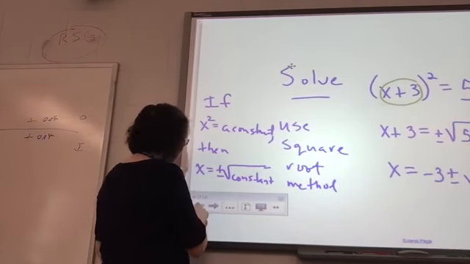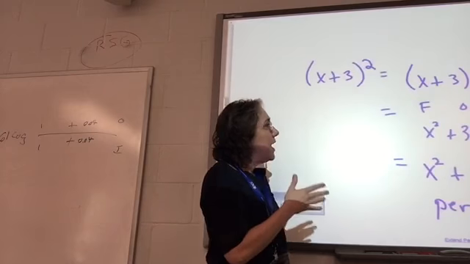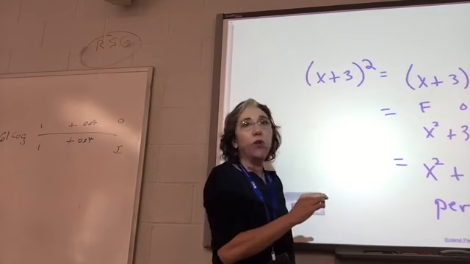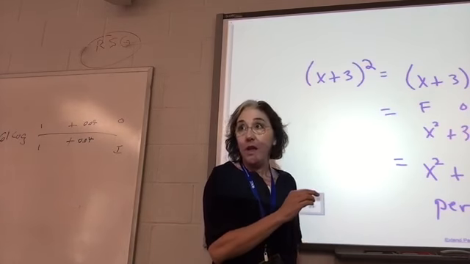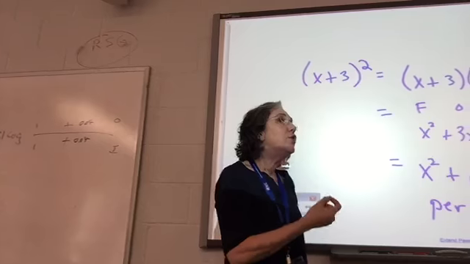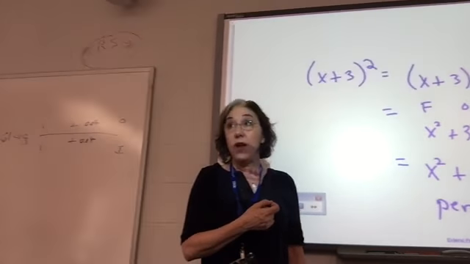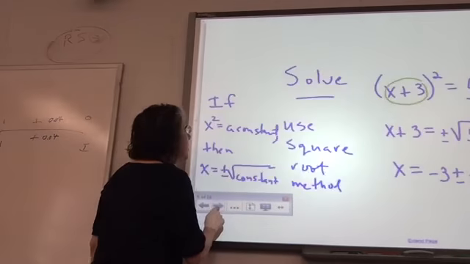Okay, so here's what we're going to be doing then. We're going to take an expression that's not a perfect square trinomial, and we're going to figure out what we need to add to it in order to make a perfect square trinomial. All right? So let me give you an example.